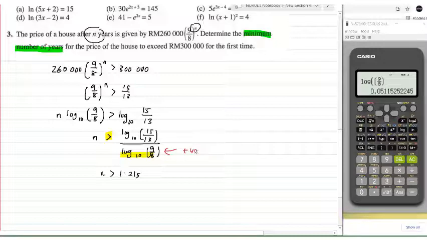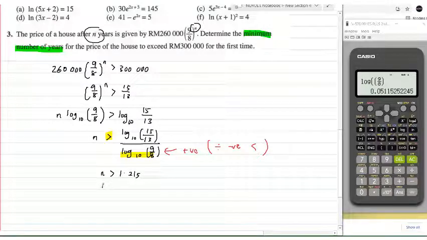Positive value. If it is a negative value, the symbol must change into less than. If we divide or multiply by a negative number, the symbol of the inequality will be changed. Then here, the question asks the price of the house after n years, but our answer is in inequality form.